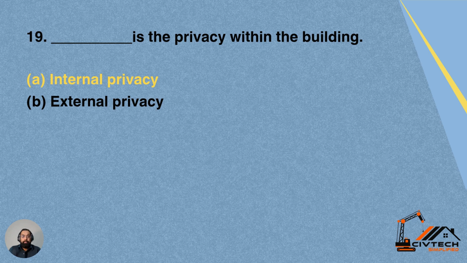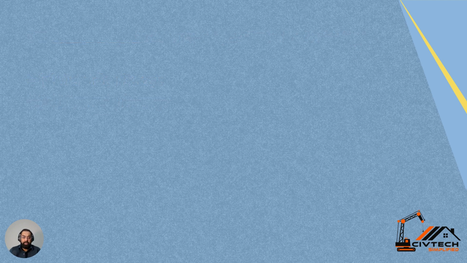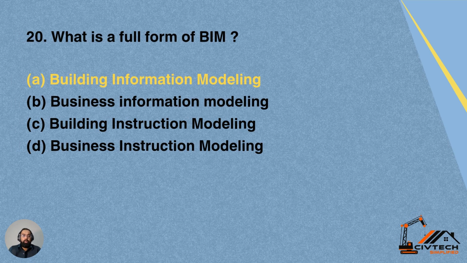Number 19, dash is the privacy within the building. So what is the privacy within the building? Is it internal privacy or external? For within the building, of course, it's internal, and external is the privacy outside the building. Maybe within the compound wall, but outside the building, that is called external privacy.